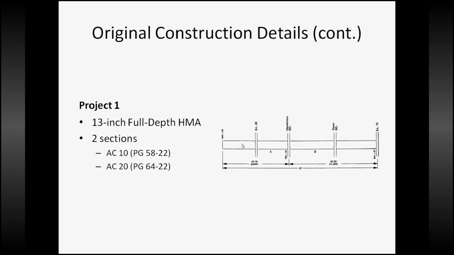So Project 1 was located in the northeast of the state, close to Freeport, Illinois, on US 20. It was 3.8 miles of 13-inch full-depth HMA. This project was divided into 2 sections. Section A was built using AC10, which is similar to PG 58-22, and Section B was built using AC20, which is similar to PG 64-22. The main objective of this project was to evaluate the influence of asphalt binder in pavement performance.